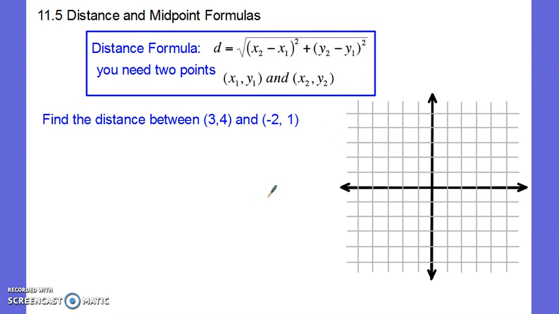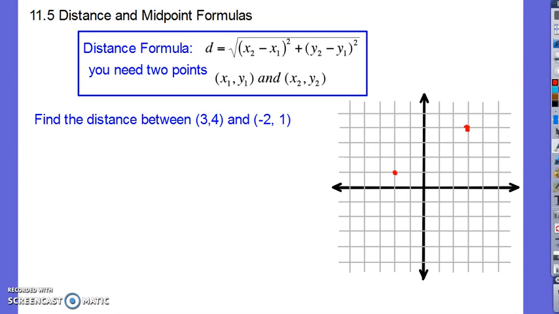So if we were looking at the points (3, 4) and (-2, 1) on our graph, if I went over 3 and up 4, and we drew ourselves a point on our screen here, and then also we went -2, 1, and we drew a point right here. What we would want to do essentially is connect those 2 points and find the length of the line in between those 2 coordinates.